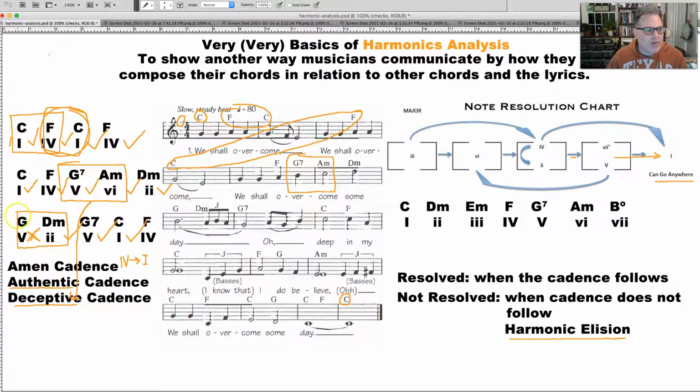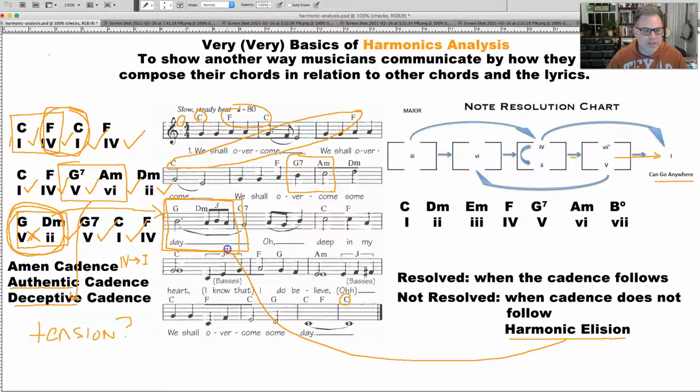So where, however, are we seeing this elision, where the 5 goes to 2? Why is that happening? Why are we seeing tension at that moment? I'm just going to write it like this, tension. The 5 goes from the G to the D minor. It's happening right here in this measure. G to D minor. We are seeing this harmonic elision in this moment.